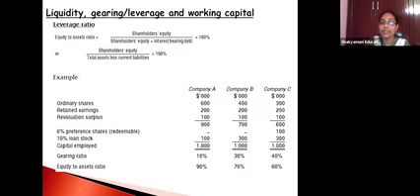So here we have these ratios. Look at the gearing ratio. The gearing ratio of company A is only 10% because gearing ratio is what? Debt proportion compared with total capital employed. Here the debt proportion is how much? 100 out of total capital employed of 1000. 100 divided by 1000 is nothing but 10%.